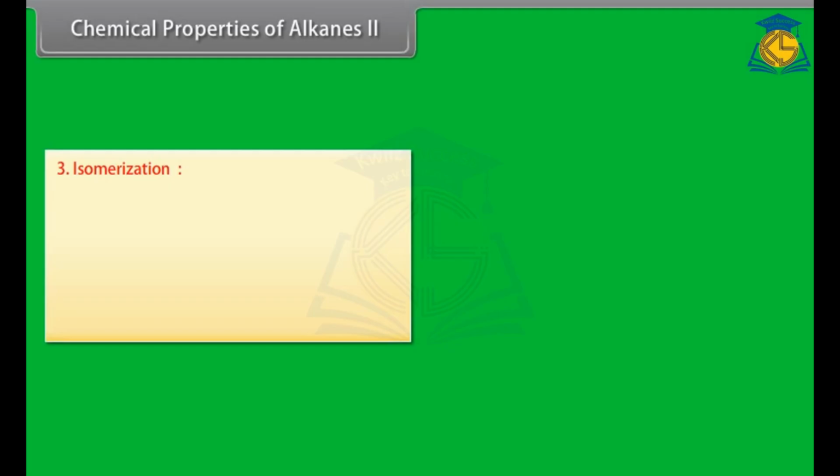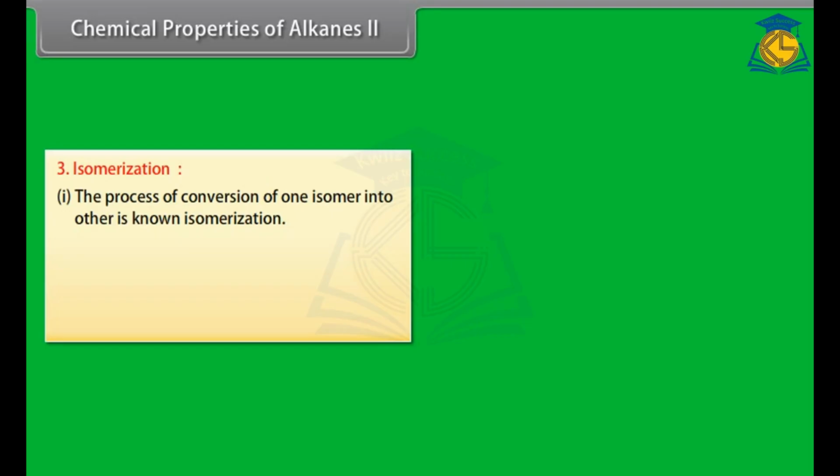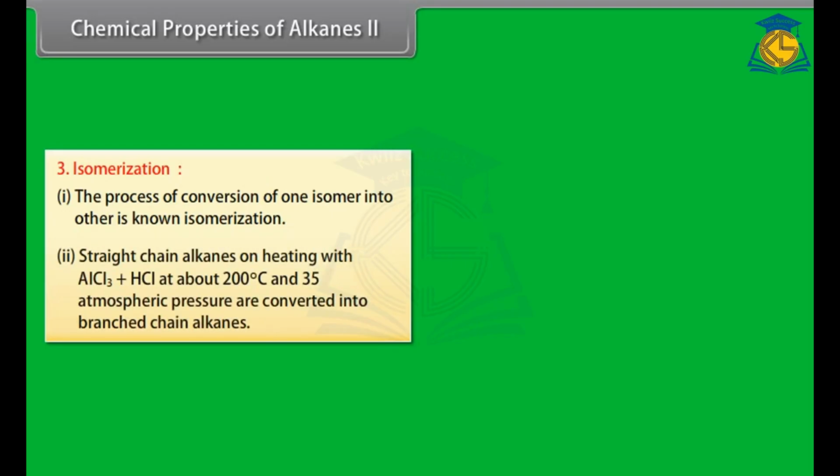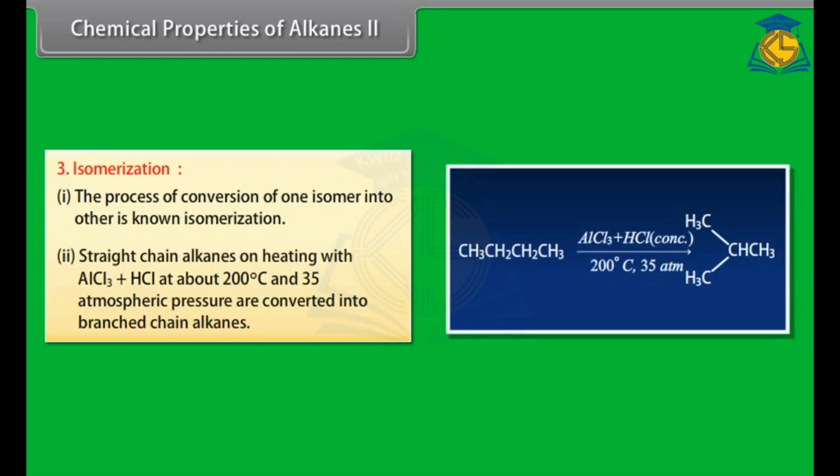Isomerization. Number 1. The process of conversion of one isomer into another is known as isomerization. Number 2. Straight chain alkanes on heating with AlCl3 plus HCl at about 200 degrees centigrade and 35 atmospheric pressure are converted into branched chain alkanes.